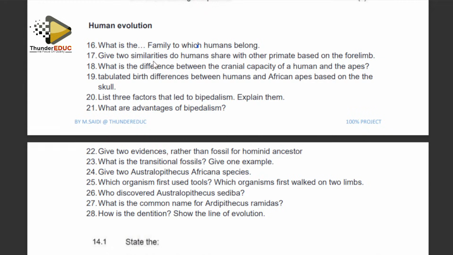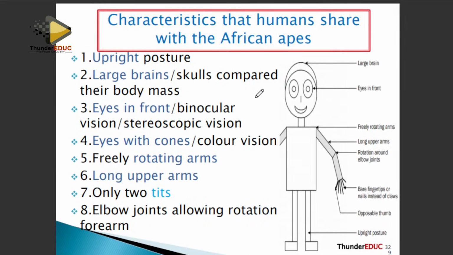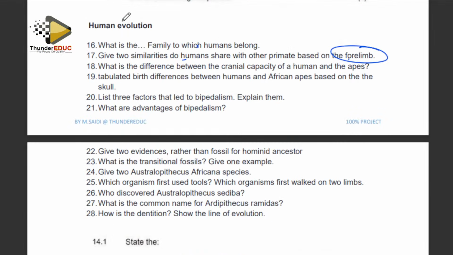Next. Give two similarities humans share with other primates based on the forelimb. So here you look at the forelimb, only the forelimb. Look at opposable thumb, free rotating arms, nails instead of claws. It means that when they bring the question, make sure your answer is answering the question the way it's being asked. So don't just rush because they have given you a question. Yes, Kelly, Hominidae, correct. You got it right.